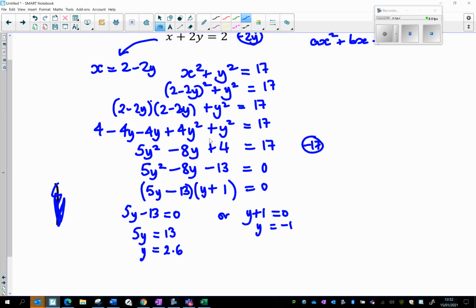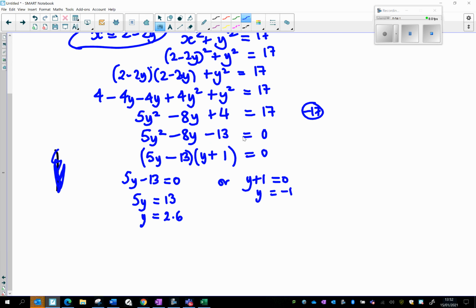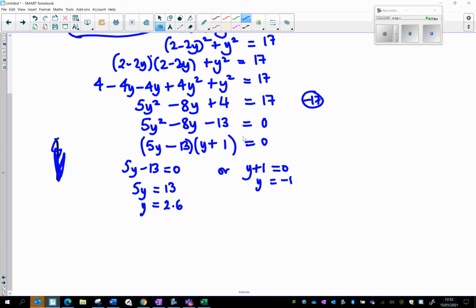Okay, now for each of those, you need to work out the corresponding value of x. And the easiest equation that you can use is this one up here, x equals 2 minus 2y. Okay, so that's the rearranged linear one. So here, for this y value, x is going to be 2 take away 2 lots of 2.6. Well, that means that x is going to be 2 take away 5.2. So x is equal to minus 3.2.